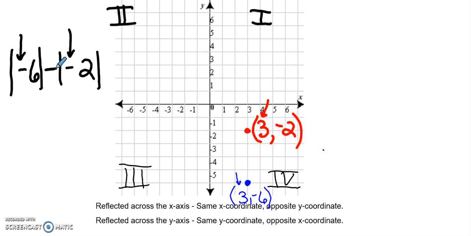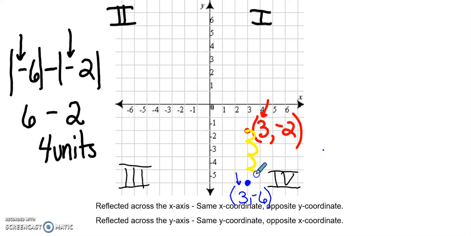Absolute value of 6 is 6. The absolute value of 2 is 2. And if I subtract the 2 absolute values, those 2 points should be 4 units apart. Let's check it with my leapfrog method. 1, 2, 3, 4 units apart.